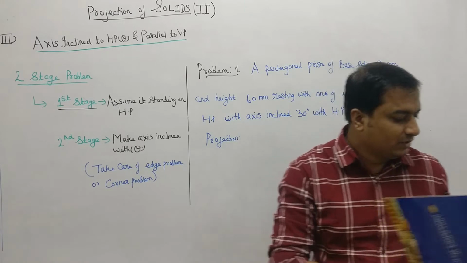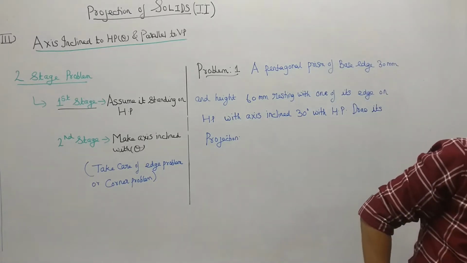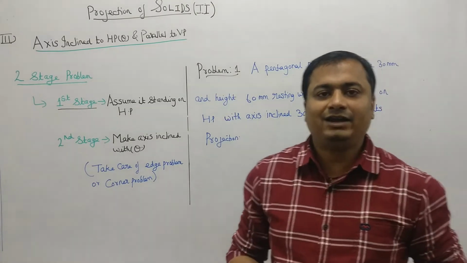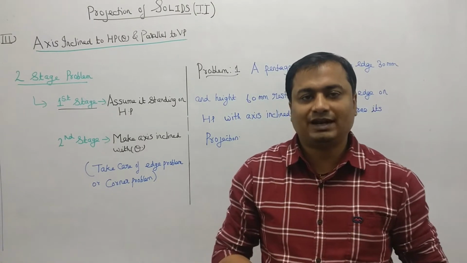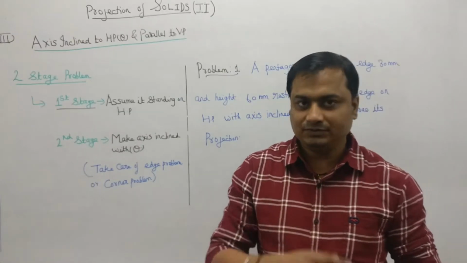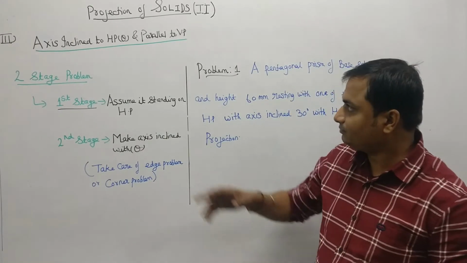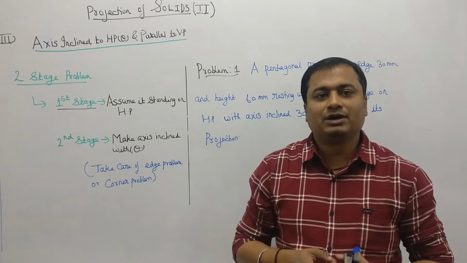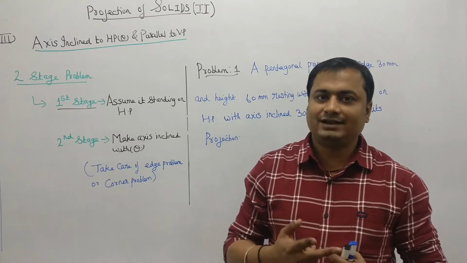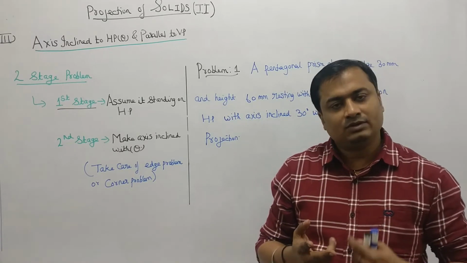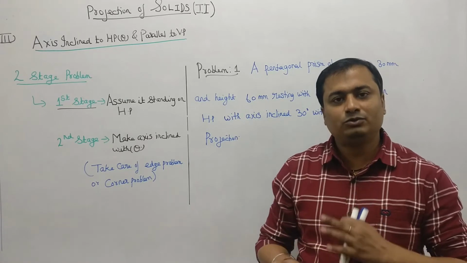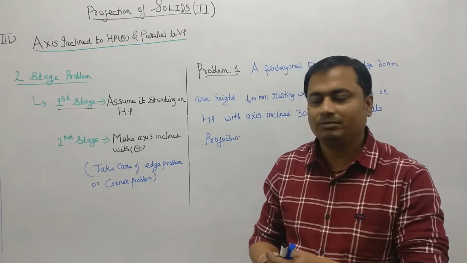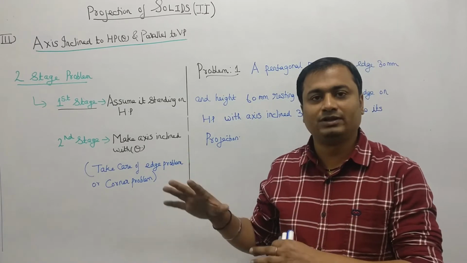Now how to solve this kind of problem? As we have seen in the plane also, when the plane was inclined with the HP or the VP, that was a two-stage problem. So here also, when the solid is inclined with the HP, it is not going to complete in one stage. So again, that is called a two-stage problem. Similarly, we are going to use the concept of plane here also. That was also a two-stage problem, and this solid is also now going to be drawn in two stages.